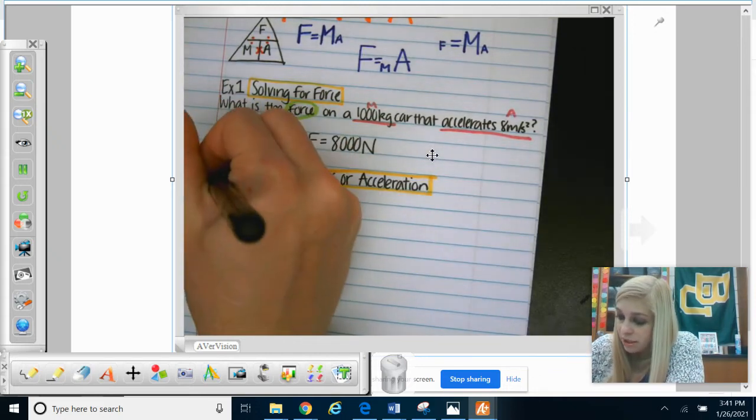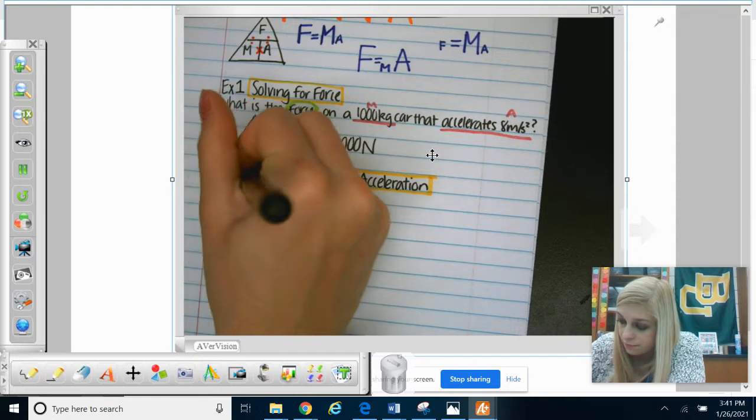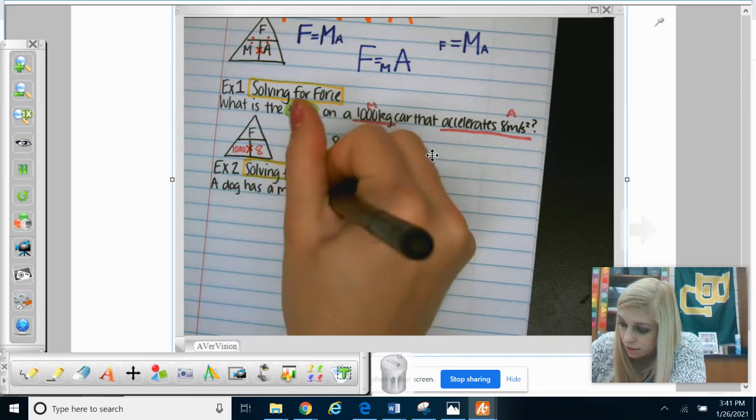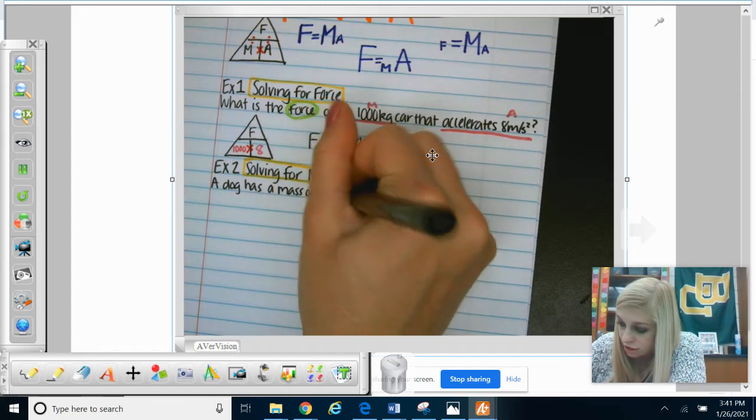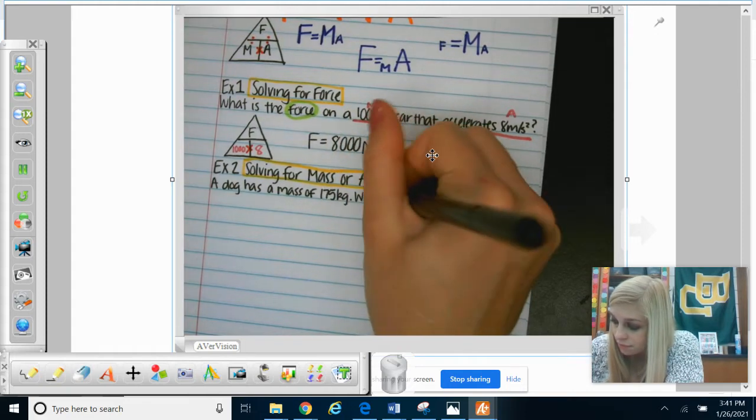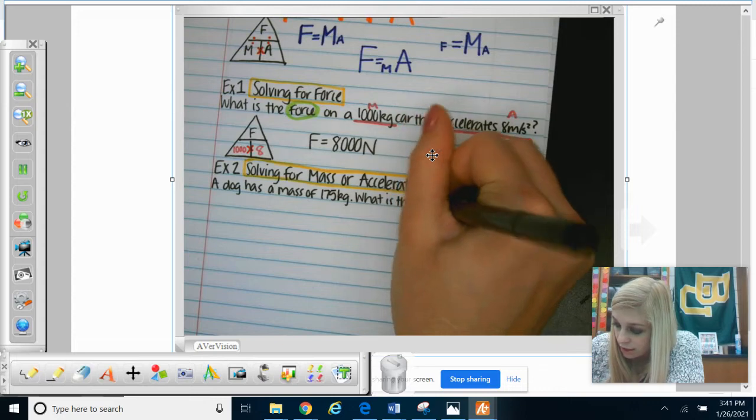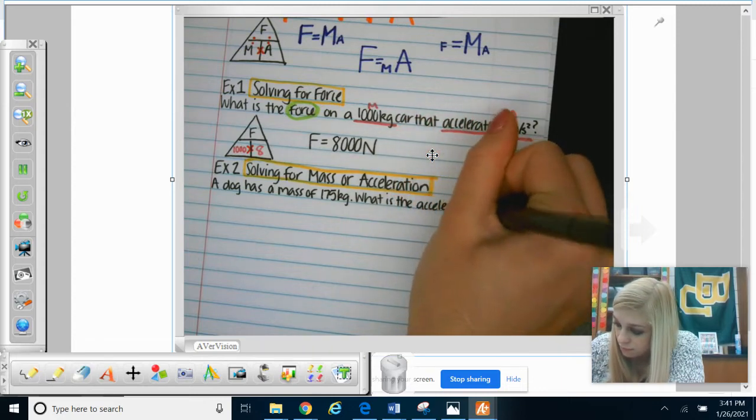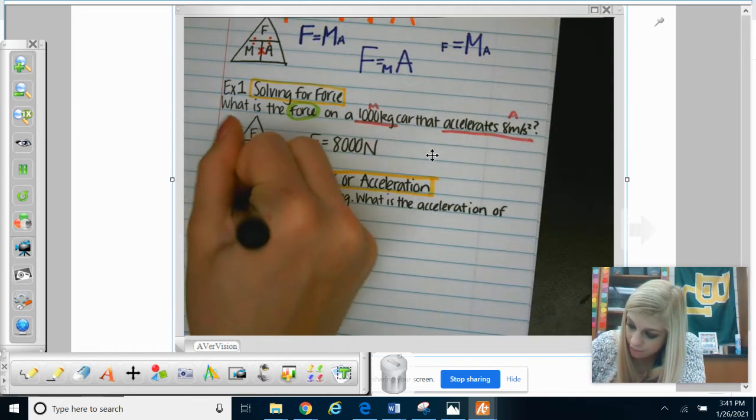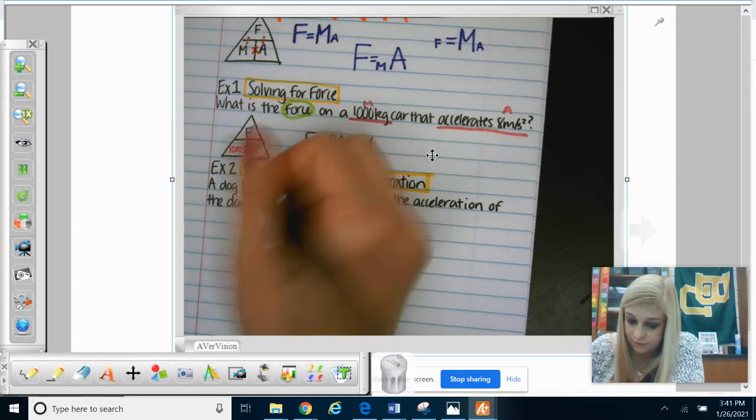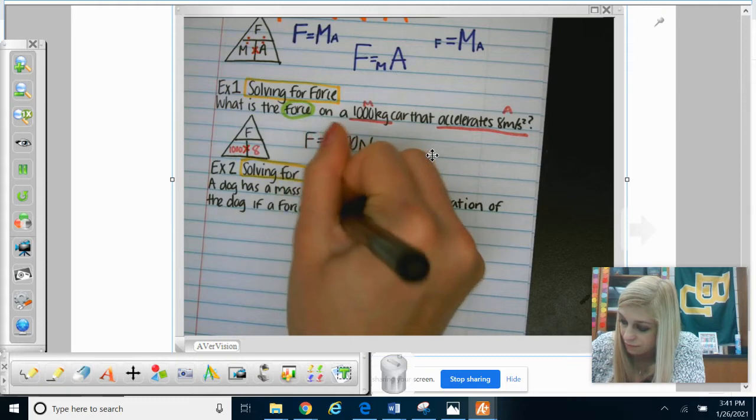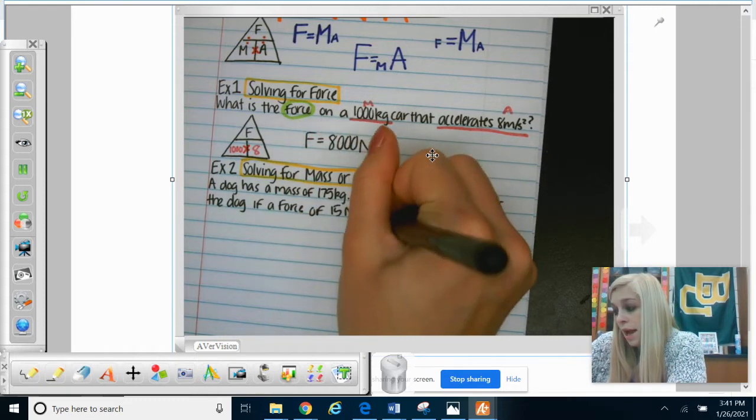Our example is going to be a dog has a mass of 175 kg. What is the acceleration of the dog if a force of 15 newtons is applied?